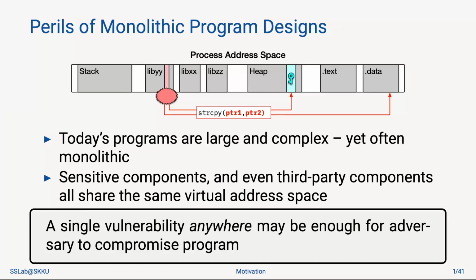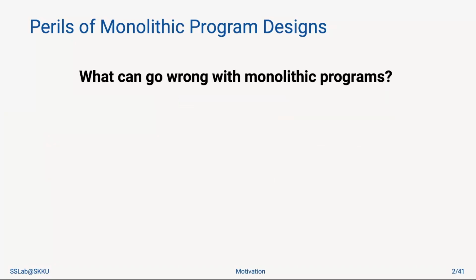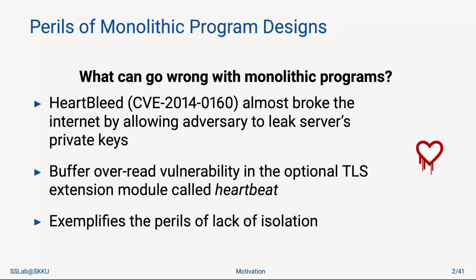So what can go wrong with this kind of monolithic program design? A prime example you probably remember is the Heartbleed incident that almost broke the internet by leaking the web server private key through a buffer overread vulnerability in a TLS extension called Heartbeat. This vulnerability exemplifies the lack of isolation in modern programs and calls for the need of isolation.